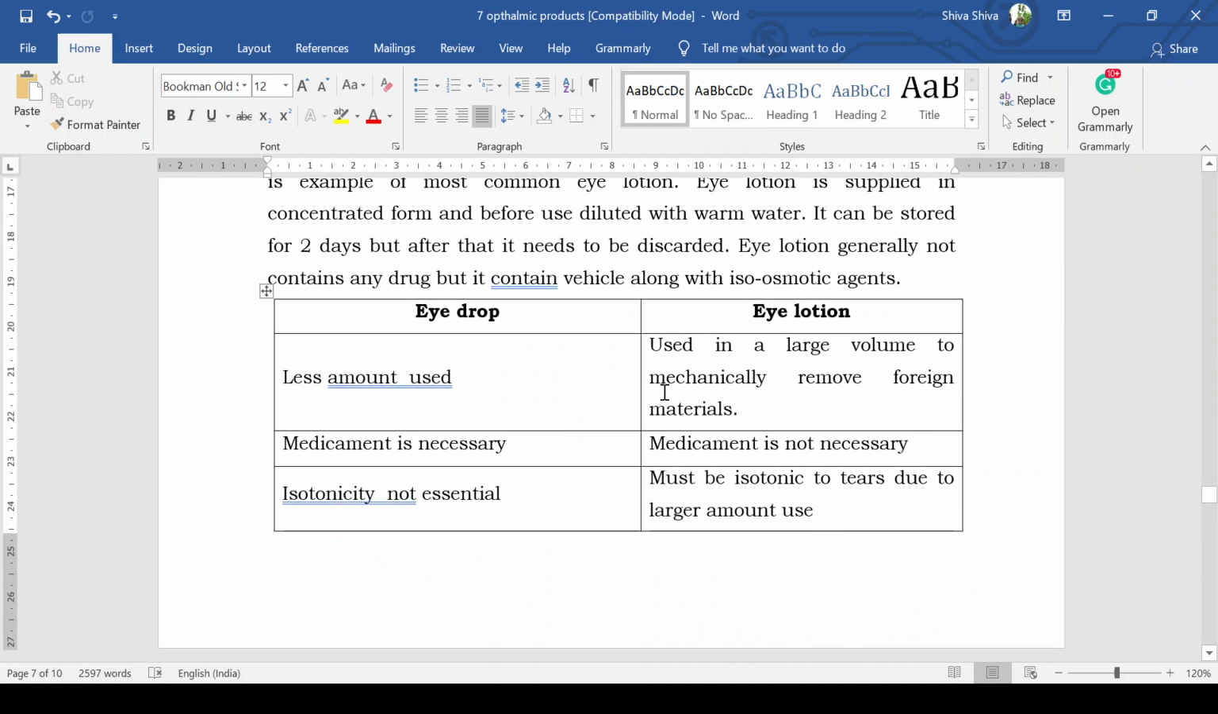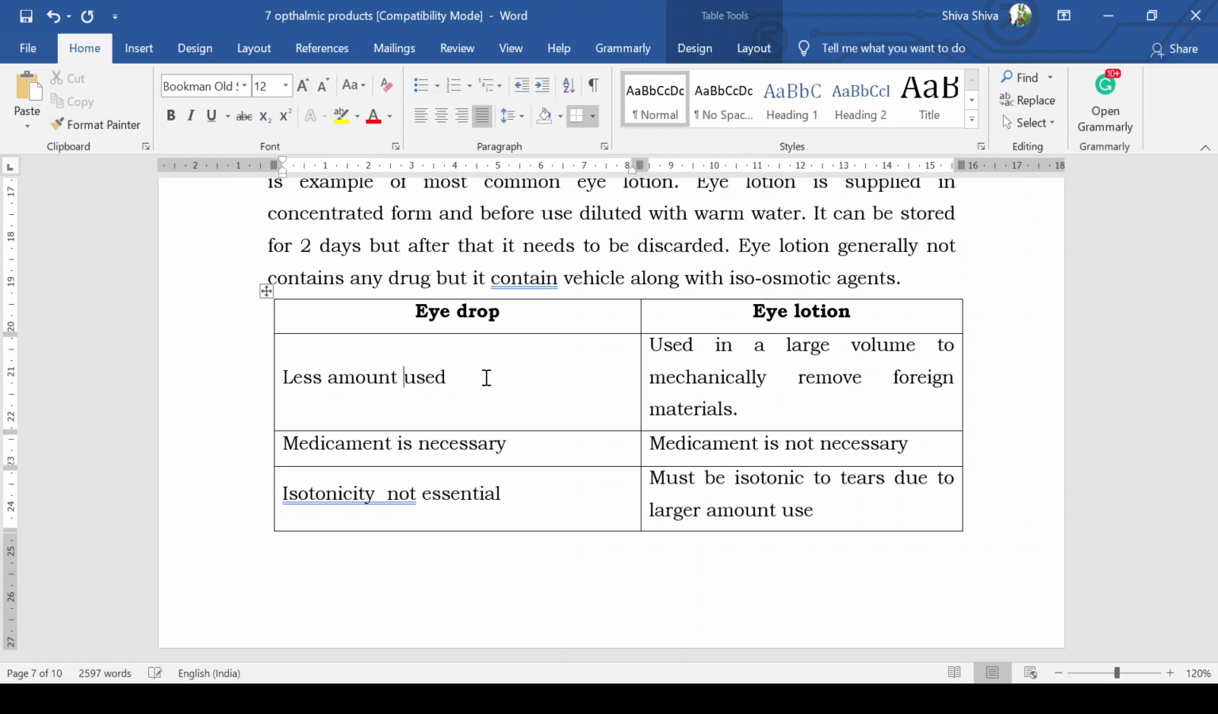Here is the difference between eye drop and eye lotion. In eye drops, a smaller amount is used. Eye lotion is used in large volume to mechanically remove the foreign material.